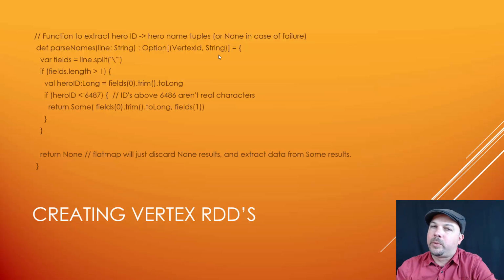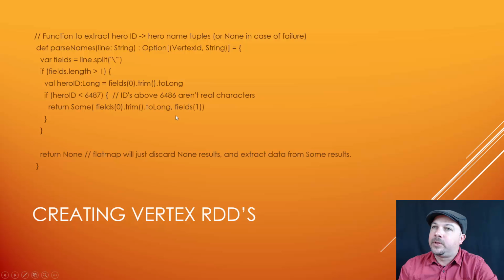So this is an example of where we're actually going to go through the marvel names.txt file and create a list of vertices from every superhero in that file. So all we do is split it up, extract the superhero ID, and that will be our vertex ID. A little example here of cleaning the data, which is always important. We happen to know that everything above 6486 are actually bogus characters in that data file. They don't show up in the data at all, so we're just going to discard them.